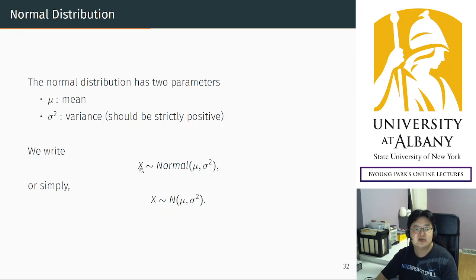And then we write a random variable x follows normal mu comma sigma squared. By the way, this is the Greek letter mu, and this is the Greek letter sigma. So sigma squared. So mu comma sigma squared are the parameters for the normal distribution. Or simply, often we drop all the other letters, we only use the initial N. The normal distribution is so important and so commonly, widely used, so we simplify like this. N stands for normal distribution in this context.